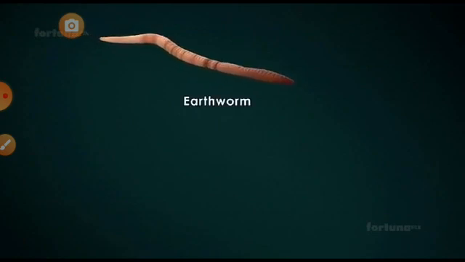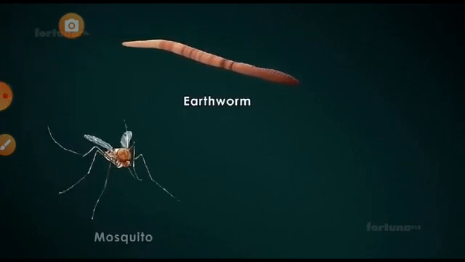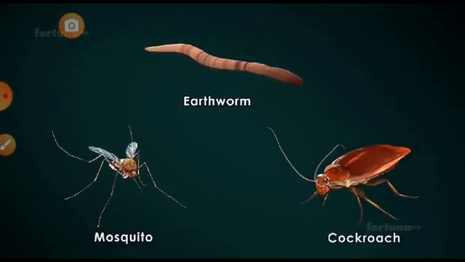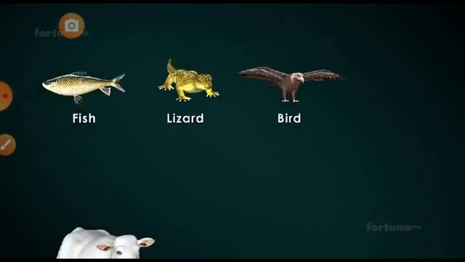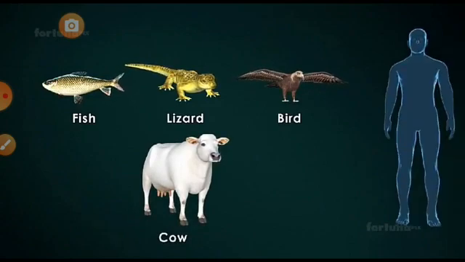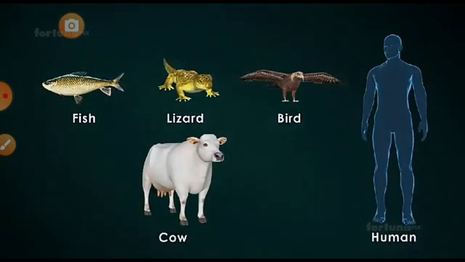Some of the organisms who don't have actually bones, so these are also animalia, earthworm, mosquito, cockroach, right? और bones वाले आ गए तो it's like fish, lizard, bird, cow, and humans.